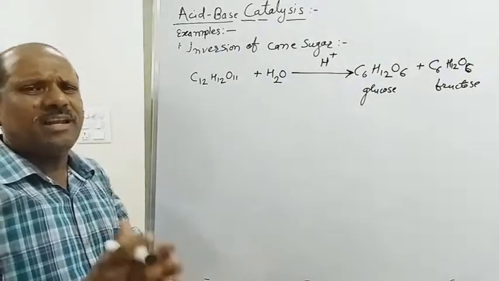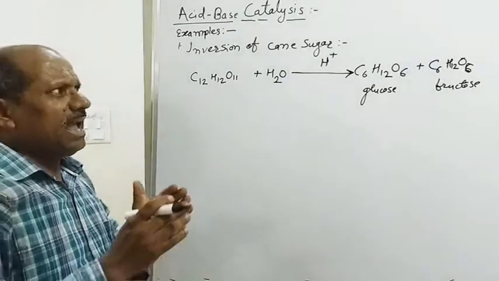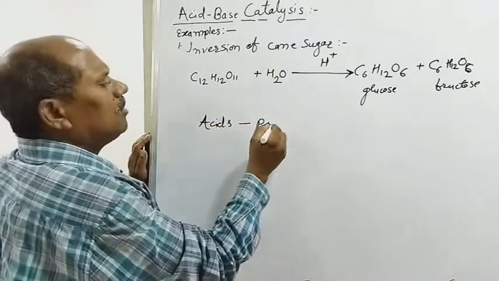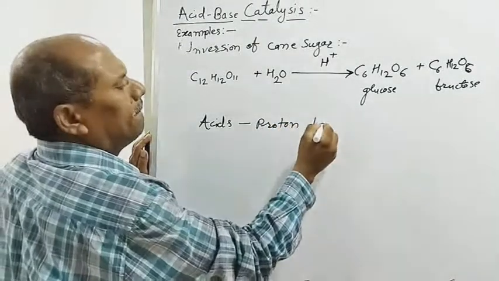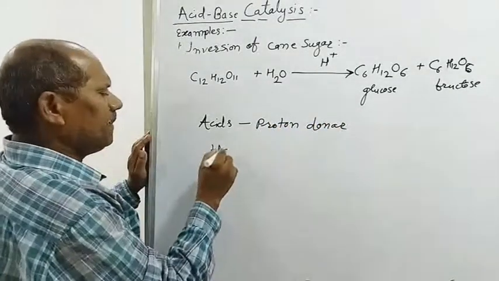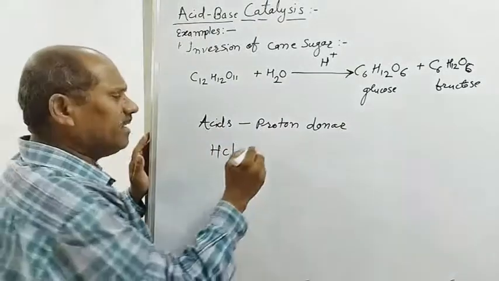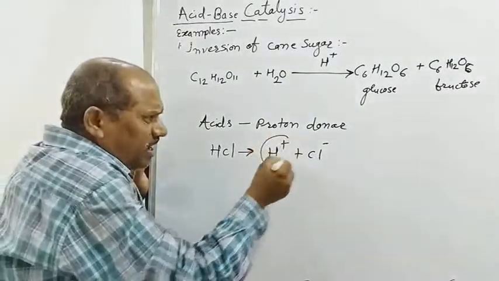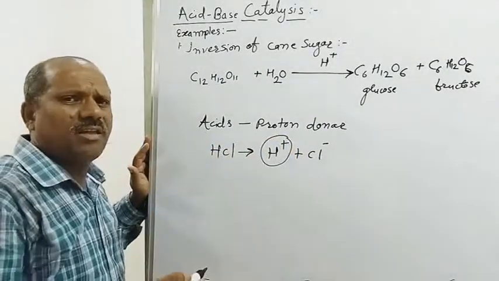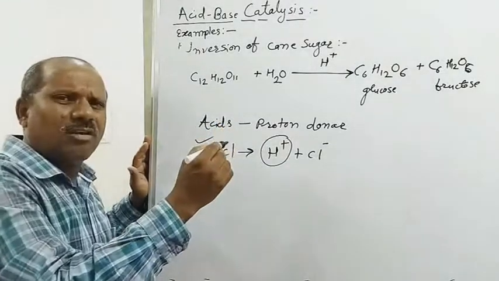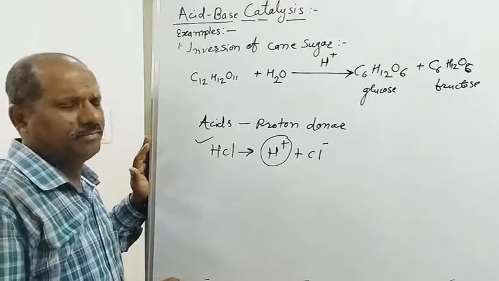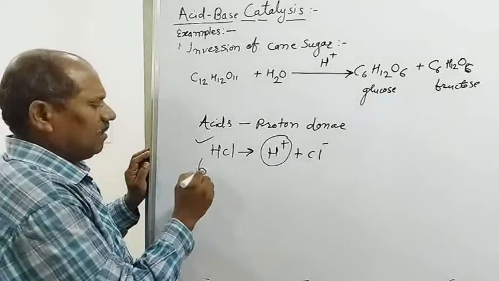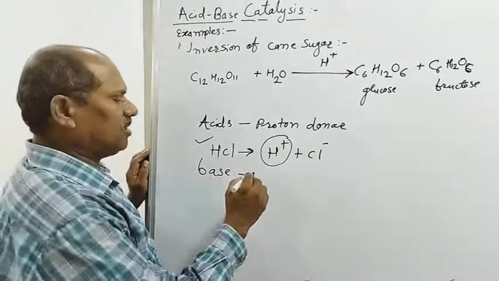As per the Bronsted theory of acid and bases, acids are the proton donors. For example, HCl, which is dissociating and forming H plus and Cl minus ions, means it is donating a proton, that is H plus, and hence such compounds are called the Bronsted acids. Bronsted bases are the proton acceptors.